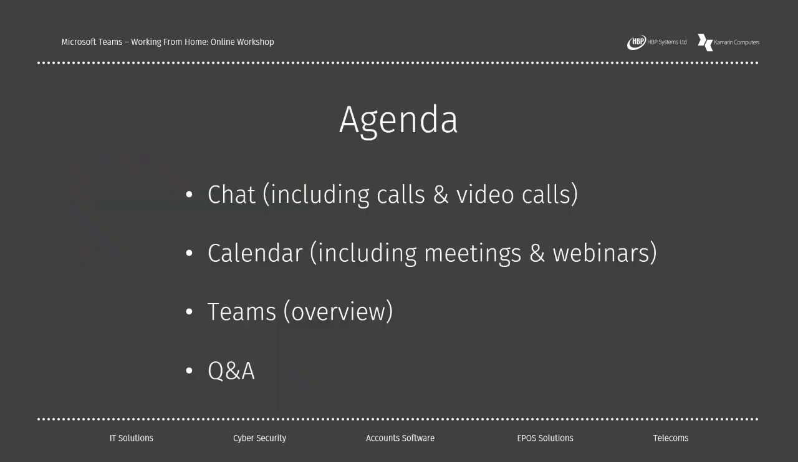Okay, right, so just before I hand over to Tony, these are the key things. So if you're familiar with your Teams layout, you know on the left hand side there are 5 buttons. We're going to cover 3 of those buttons today really, which are chat, including calls, video calls, the calendar, including scheduling meetings and running webinars, so these live events. And we're also going to dip into Teams a little bit as well and just show you kind of what the functionality of that is before we go into the Q&A.